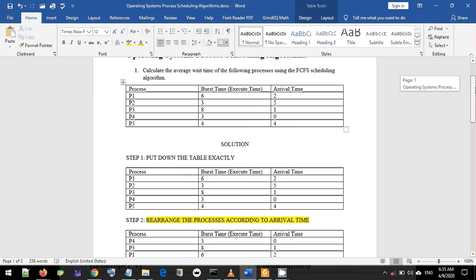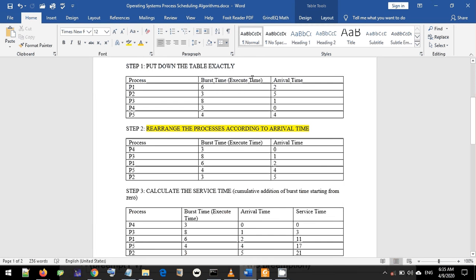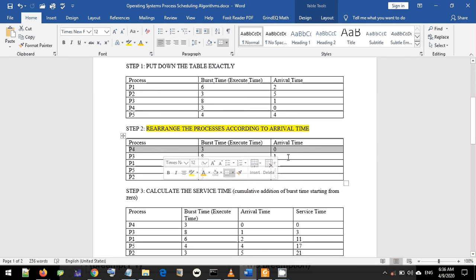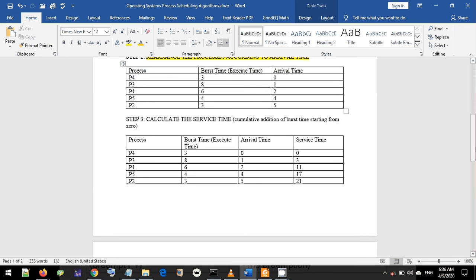So the very first step we do is to put down this table exactly as it is in the question. Then the next step is we rearrange the processes according to their arrival times. That is why on the arrival column we have it in ascending order, 0, 1, 2, 3, because we have rearranged all of the processes according to arrival time. Process 4 arrived at the 0th time instant, so we put it at the very top of the table. Process 3 at the first time instant, and so on. Next, we calculate the service time.